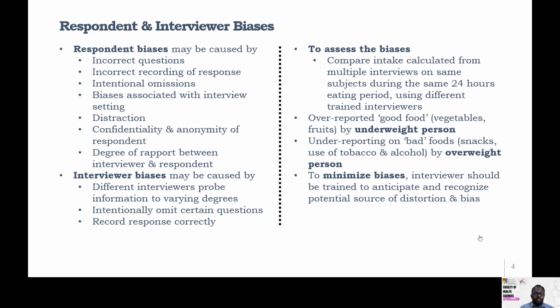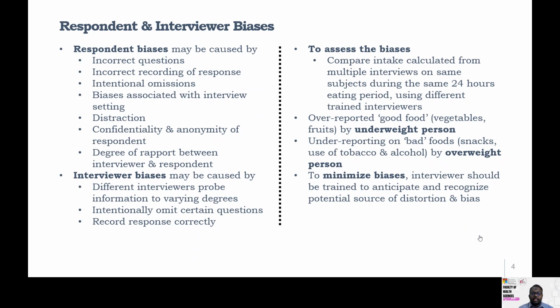the interviewer and respondent. Interviewer biases may also be caused by different interviewers probing information to varying degrees. This is especially in research projects where you have different people interviewing different subjects. The second one is intentionally omitting certain questions because the interviewer feels that it's not right or comfortable to ask the question. And the third one is recording responses incorrectly. So recording is also one of the sources of the biases.